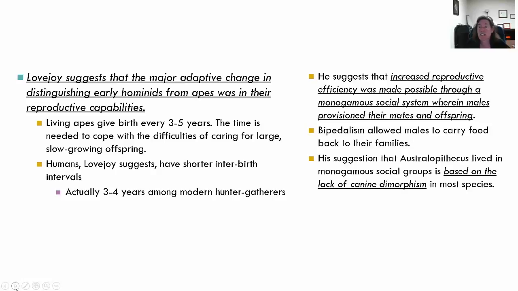He suggests that increased reproductive efficiency was made possible through a monogamous social system wherein males provisioned their mates and offspring. So basically, bipedalism allowed males to carry food back to their families. His suggestion that Australopithecus lived in a monogamous social group is based on the lack of canine dimorphism in most species.